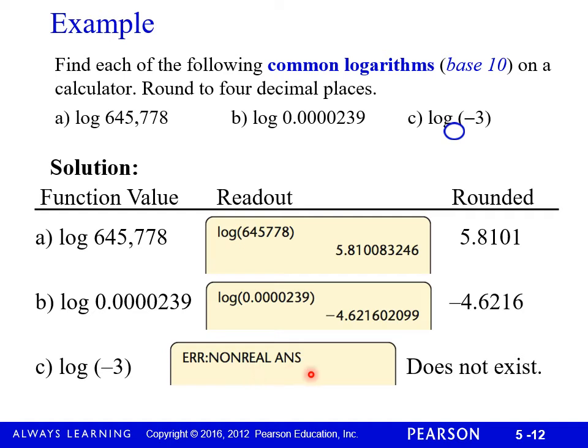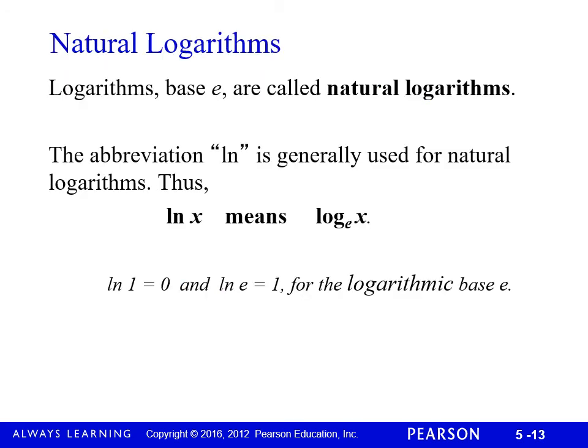This will always give you an unreal answer, an undefined answer. And this is why when we were looking at the graph originally, it did not cross the y-axis, showing that you couldn't take the logs of any negative x values.